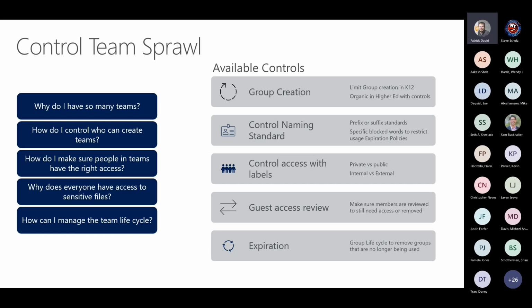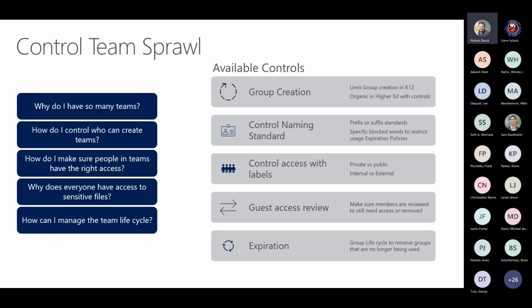So, controlling team sprawl. This is a big area of conversations we have with customers. Why do I have so many teams? How do I control who can create the teams in my organization? Do I want to allow students to create teams? How do I make sure people in the team have the right access? How do I manage team lifecycle, right? Over time, I continuously add new teams. How do I make sure that we're cleaning those up? And so we have a number of controls that can help with this.